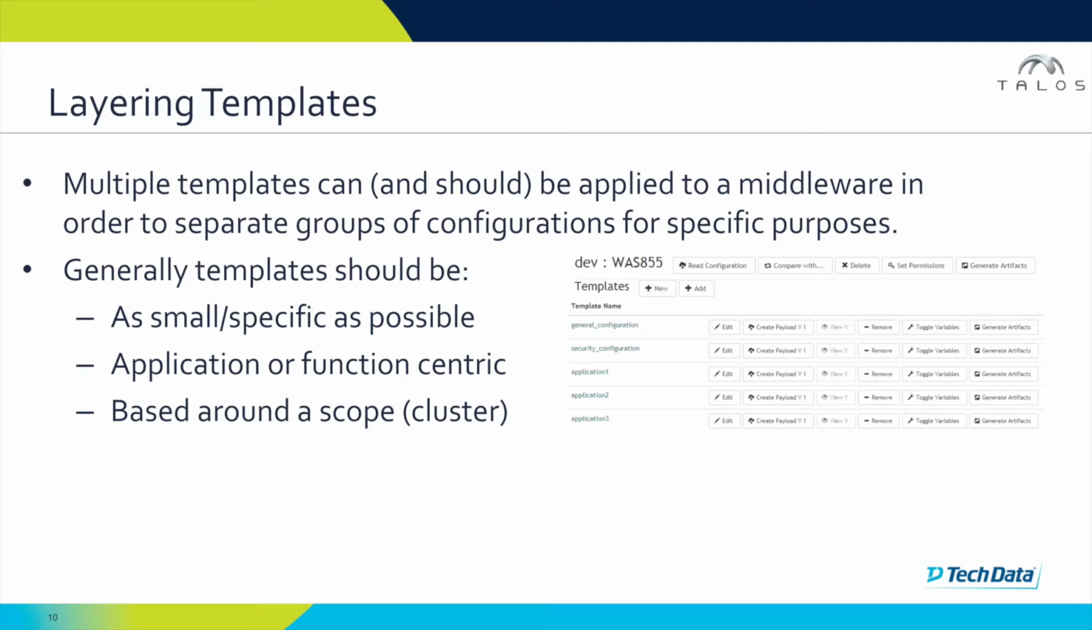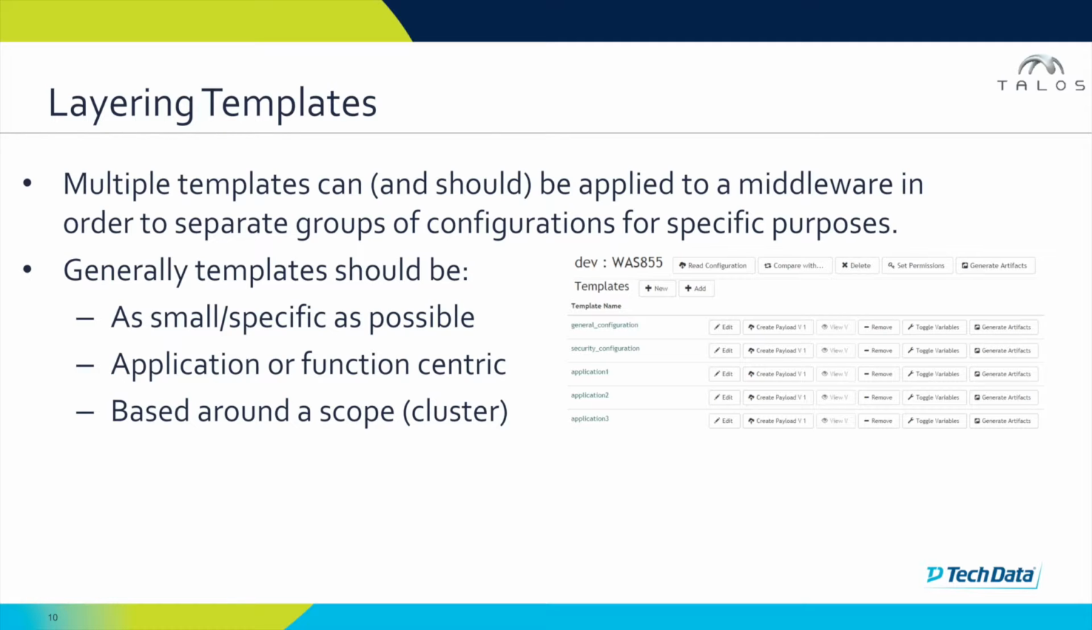So templates can and should really be layered to build up a full configuration set. Generally, you should try and keep your templates as small and specific as possible. So I like to have one template, say, for general configuration. So for corporate compliance type configuration settings, like where do you keep your log files? How often do your log files roll over? That level of configuration.